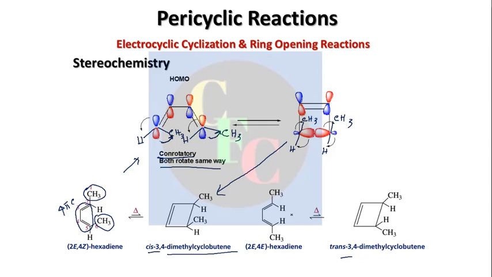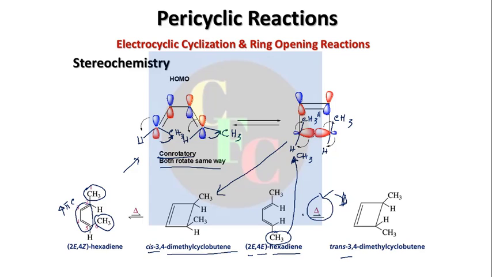Now see what will be the case if both are E, that means 2E,4E-hexadiene. In this case, if you do the conrotation, now this methyl will be here and hydrogen will be here. That means now you will get the trans product. Now if you want to get trans-3,4-dimethylcyclobutene, what do you have to start with? You cannot start with EZ hexadiene. You have to start with 2E,4E-hexadiene only, in thermal condition.